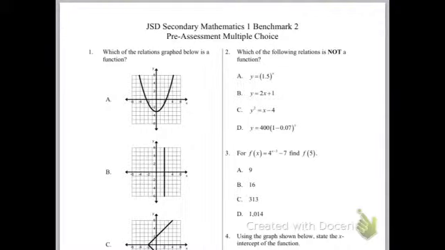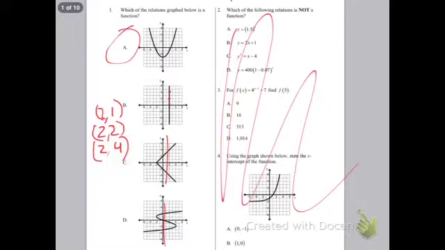Alright, so it's time for the solutions for all these pre-benchmark questions. And these are the type of questions you're going to see on your benchmark. The same sort of things are getting tested, so make sure you understand each of them. I'll try to give a quick explanation of each one as I go through them, in hopes that you'll understand all the pieces. Alright, so on this first one, which one's a function?